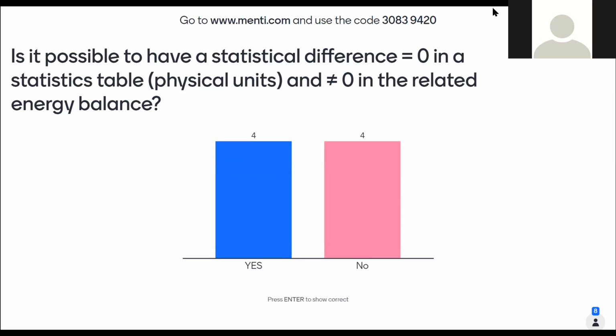So we have 8 people who have answered, and half of you think that yes, this is possible. It's half-half. I give you a bit more time to think about it. If, for example, you have your data for coal in tons and there's no statistical difference, and then when you create your energy balance in TOE or terajoule, whatever energy units you want to use, is it possible that then in the energy balance, you end up with a statistical difference? So we have 19, 20 people who have replied. And the views are quite similar between yes and no. Now more and more think yes.